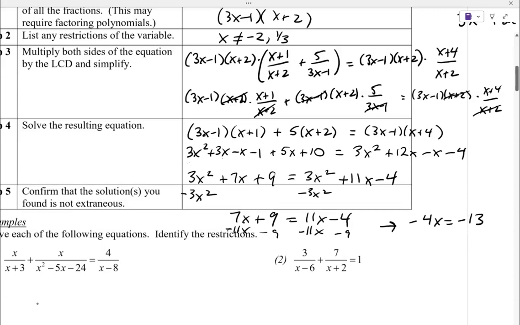Right, because 7x minus 11x gives us negative 4x. And negative 4 minus 9 gives us negative 13. What do we do for our last step here? Divide by negative 4. And get x equals 13 over 4. Say again? Yeah, we can just leave it as an improper fraction. That's fine.